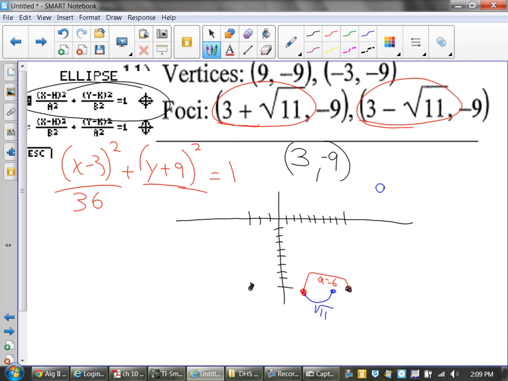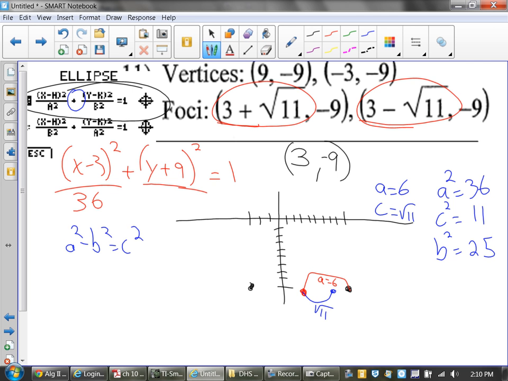I know that a is 6, c is root 11. We now know that a squared was 36, c squared is 11, and now b squared is? And the reason that I know that b squared has to be 25 is since this is an ellipse, there's a plus sign between the two fractions. That means that a squared minus b squared is c squared. So 36 minus something is 11. It's 25.